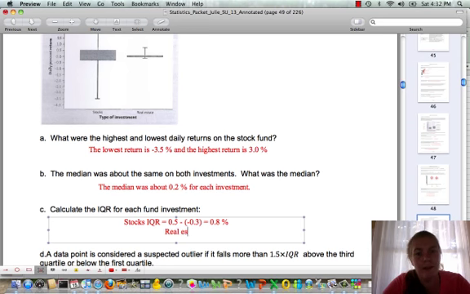The real estate IQR looks like it's right about maybe 0.3 subtract maybe 0.1. It's really hard to see here. So that interquartile range is just 0.2%.